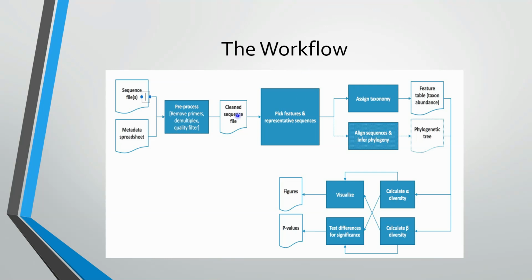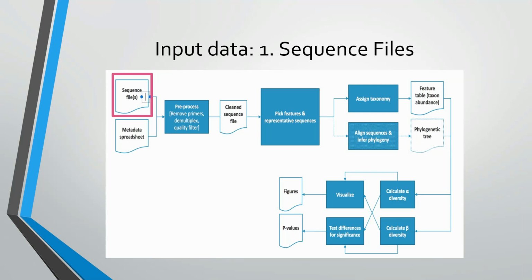So you can see that there are 3 key stages. The first stage is pre-processing the data, and then the second stage is building the phylogenetic tree and also taxonomy assignments. And then the last section will do the biodiversity metric calculation and also analyze the data. So to begin with, let's look at our input data. We need 2 types of input data, being the sequence file and the metadata spreadsheet. We'll look at the sequence file first.